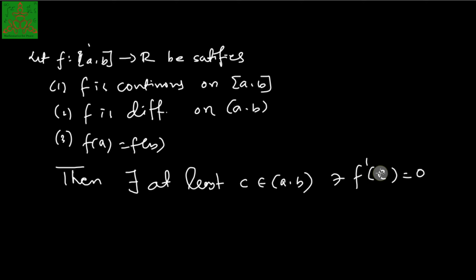The first derivative at that point is 0. Geometrically, we can say that if there is a smooth curve and the y coordinates of the end points are the same, then there will be one point where the tangent to that curve is parallel to the x-axis. In this video, we'll learn certain examples based on Rolle's theorem. So let's start with these examples.